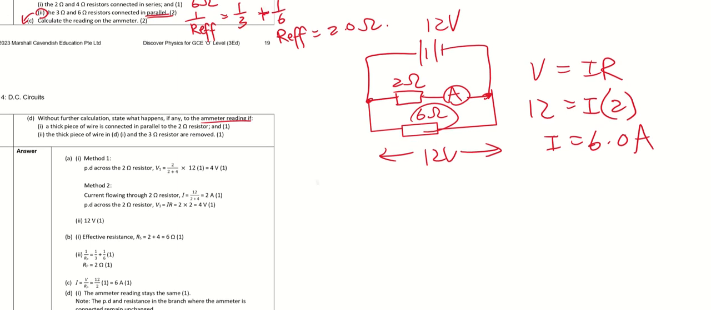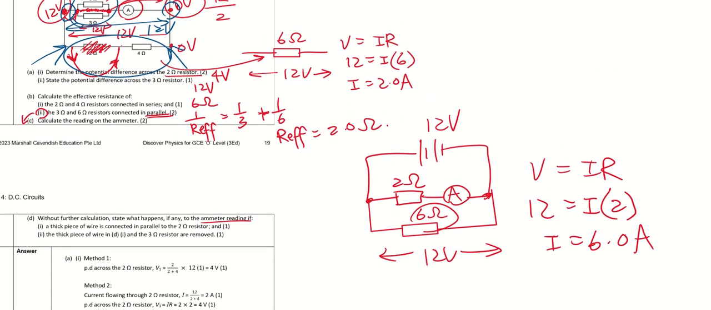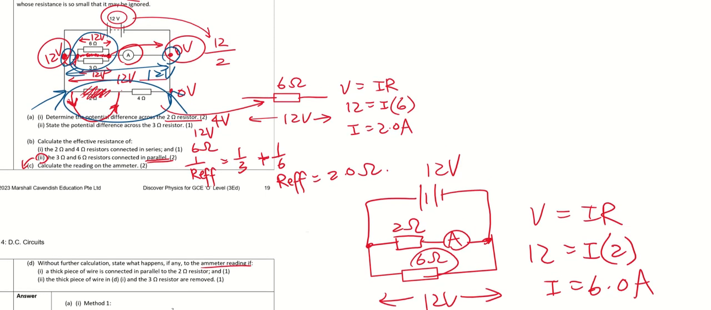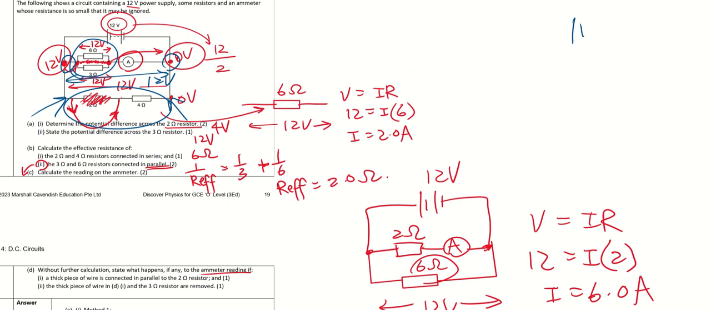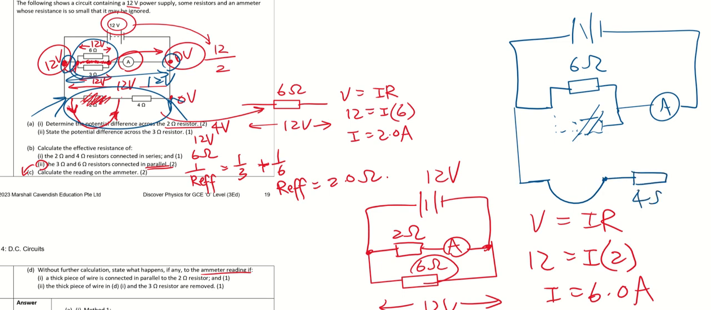And what if the thick piece of wire is in D part 1, that means it still stays, and the 3 ohm resistor is removed. Okay, so maybe I do a quick drawing over here. 6 ohm, and my 3 ohm is actually removed. I have my ammeter here. Then over here I have the short circuit piece of wire, because they said that. My 4 ohm is here.